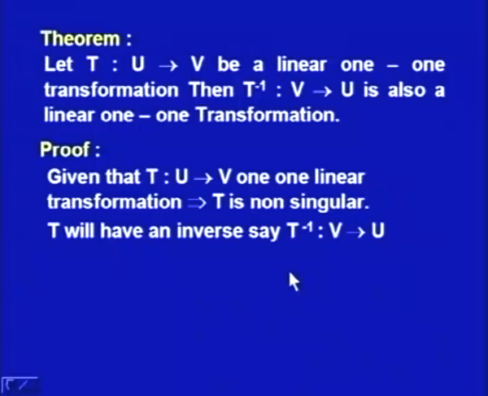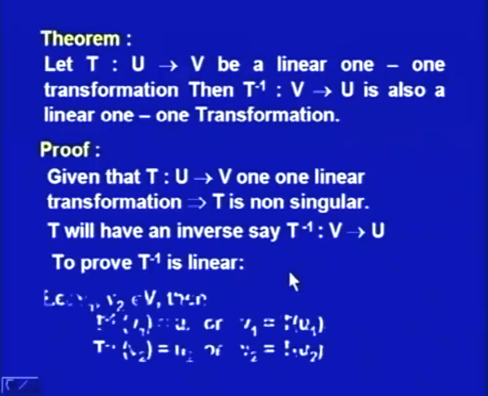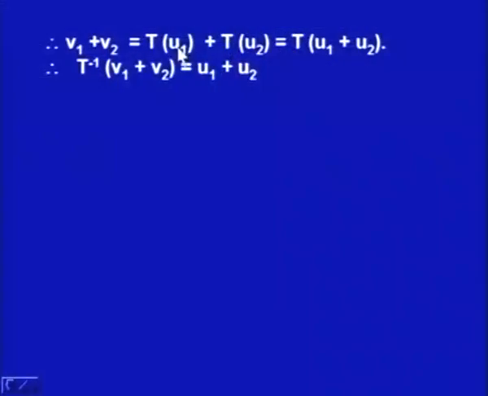Then if this happens to be a linear transformation, we should prove that this T inverse is additive and homogeneous. So, first we consider two vectors V1 and V2 in V, then T inverse V1 is equal to U1 and T inverse V2 is equal to U2. This is our assumption. Then V1 is equal to T of U1 and V2 is equal to T of U2. This is because of the definition of T inverse. Then V1 plus V2 is equal to T of U1 plus U2.